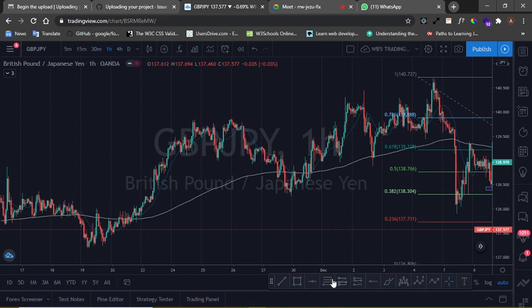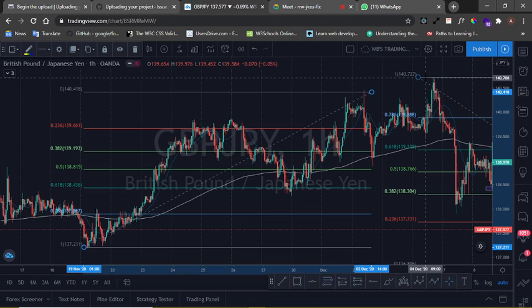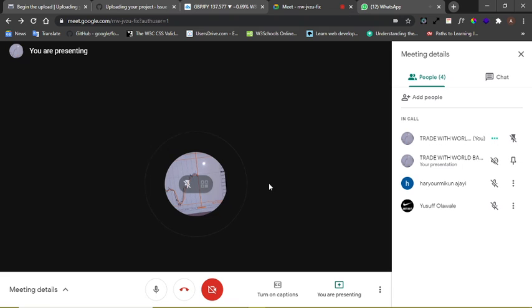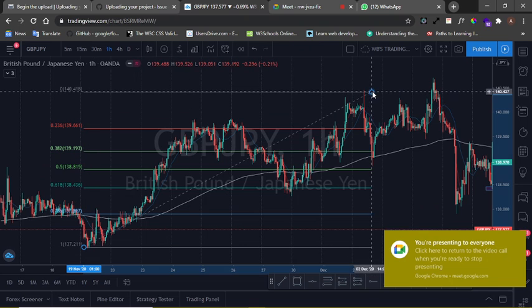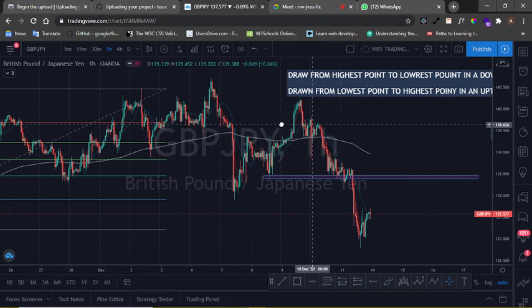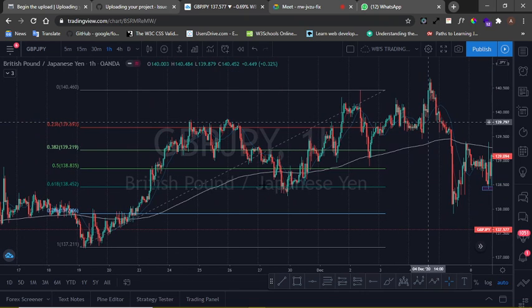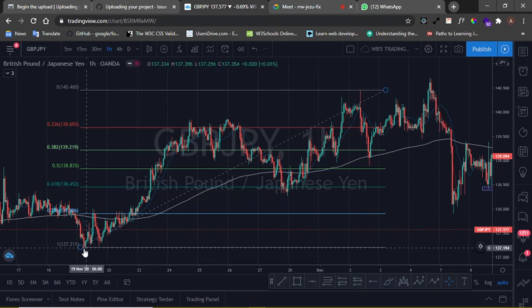Okay, and don't forget the rules. On an uptrend, you draw it from the lowest point to the highest point. So this is the highest point we can see here. Let's say the market has not started forming, let's say the market is still somewhere here. So you can see this nice uptrend. You draw it from the lowest point to the highest point on an uptrend. Let's check the rule: draw from lowest point to highest point in an uptrend. So when you're drawing it, you draw it from the lowest point you can see on the graph to the highest point. Don't forget you are drawing it across the wicks.